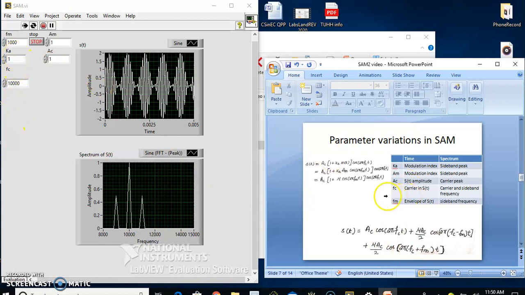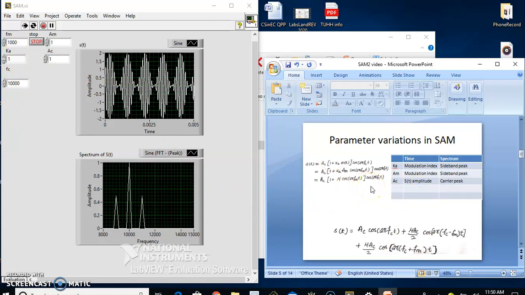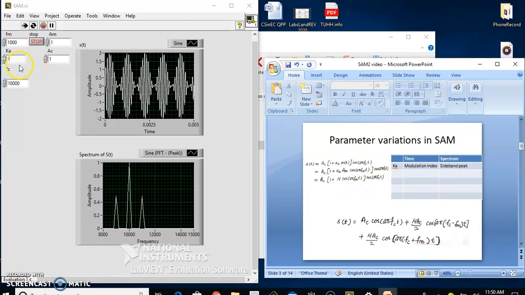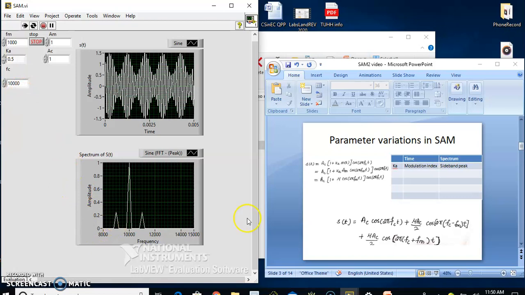Now if I change the value of Ka, suppose I change this Ka to 0.5, see now, this has become 0.25. Now this is 0.5 divided by 2, which is 0.25. Of course, the modulation index has become 50%, whereas the amplitude of the sideband is 0.25. If we make it 0.8, the sideband is now 0.4, whereas mu is actually Ka into AM, which is an 80% modulation index.